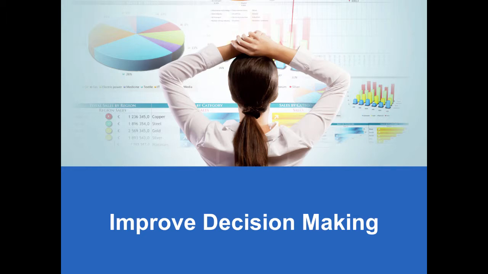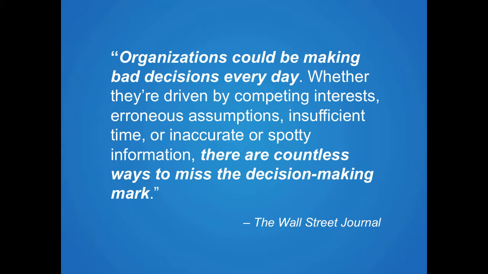So I also shared with you when we got started how great time and attendance systems can influence critical decisions that you make on a daily basis. And I wanted to share this quote from the Wall Street Journal not long ago: organizations could be making bad decisions every day, whether they're driven by competing interests, erroneous assumptions, insufficient time, or inaccurate or spotty information. There are countless ways to miss the decision-making mark.